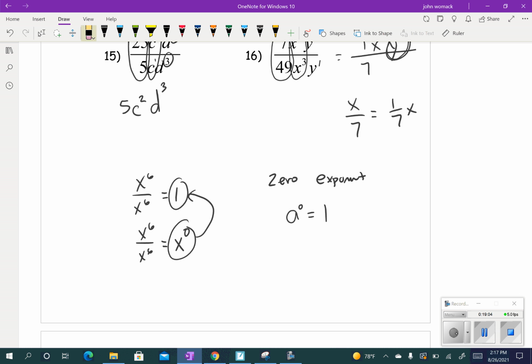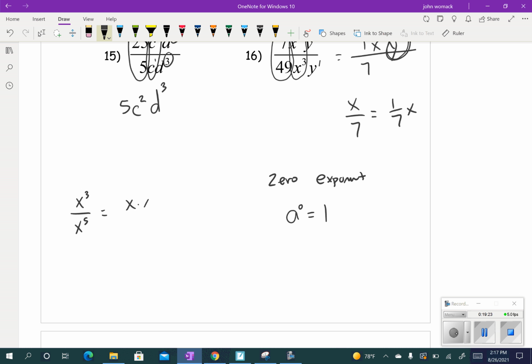Let's look at a different example. Let's say I have x to the third over x to the fifth. Well, there's two ways to look at that. I could just write this out in expanded form. There's my x to the third, there's my x to the fifth, and those just would reduce down. Because there are more x's left on the bottom, I end up with 1 over x squared.